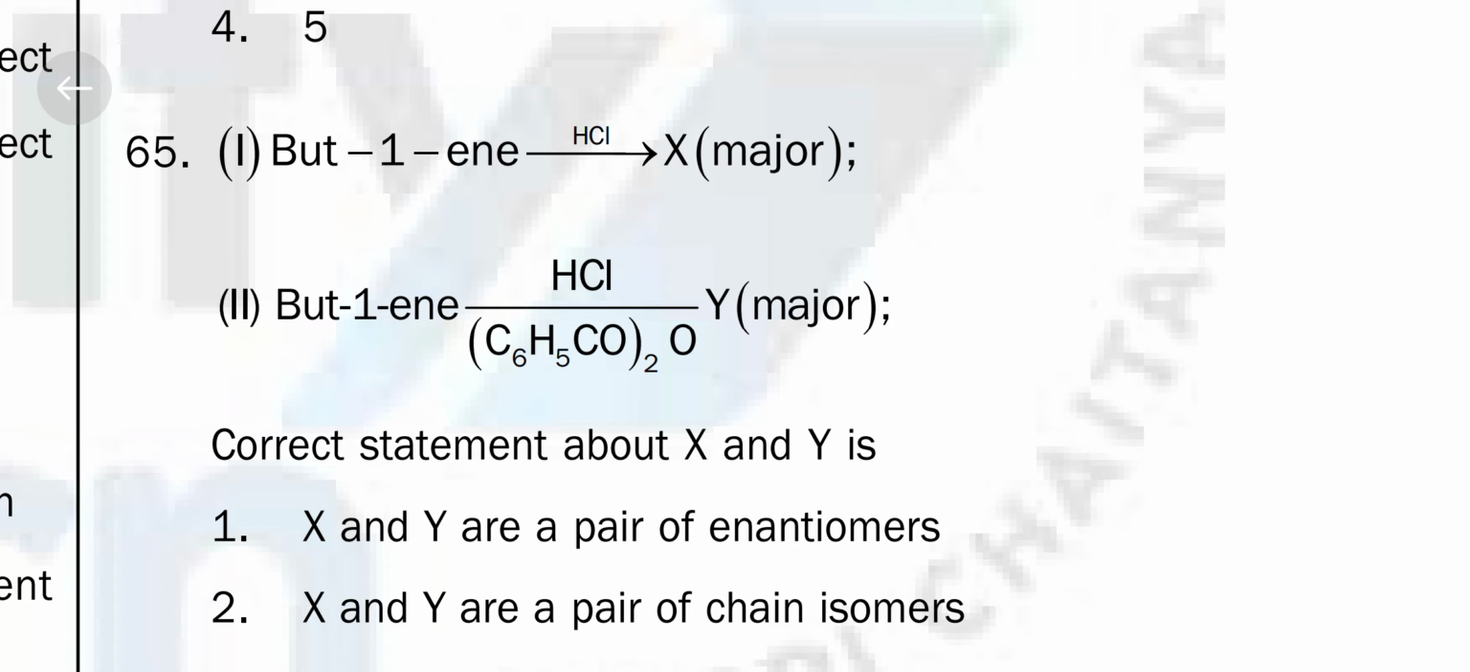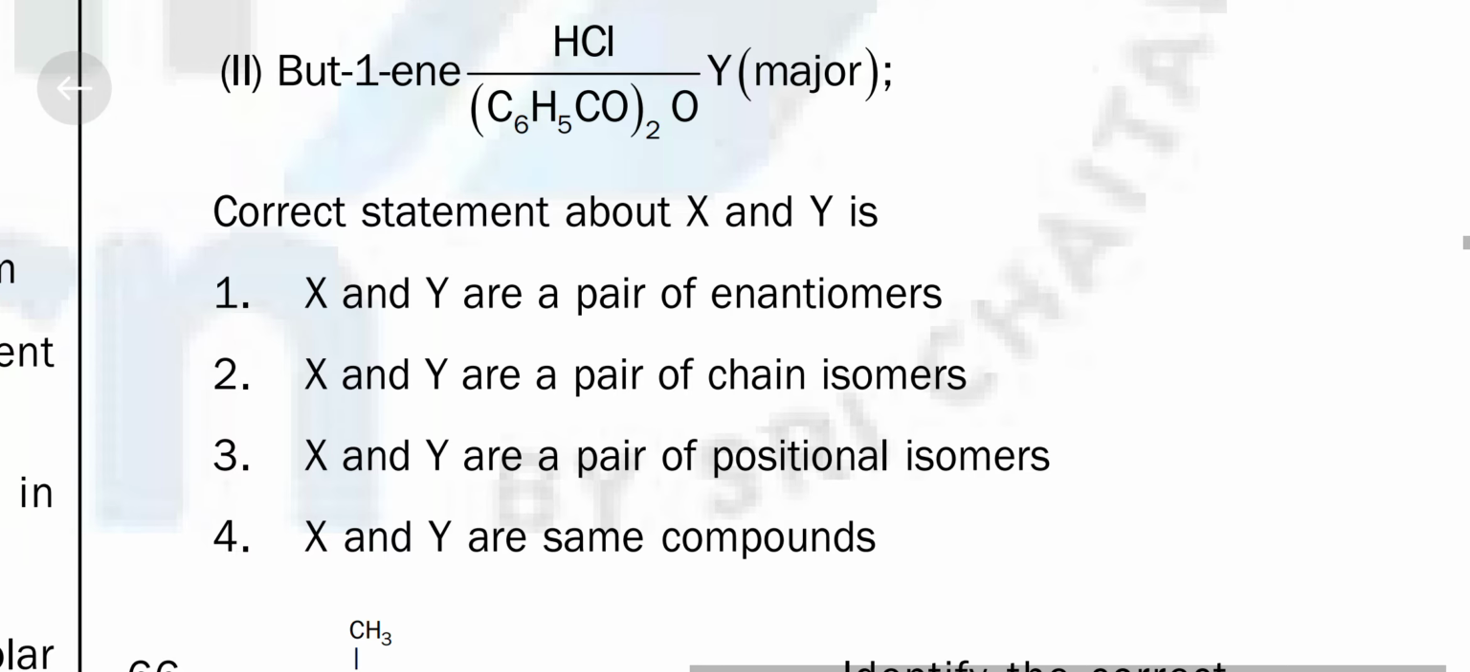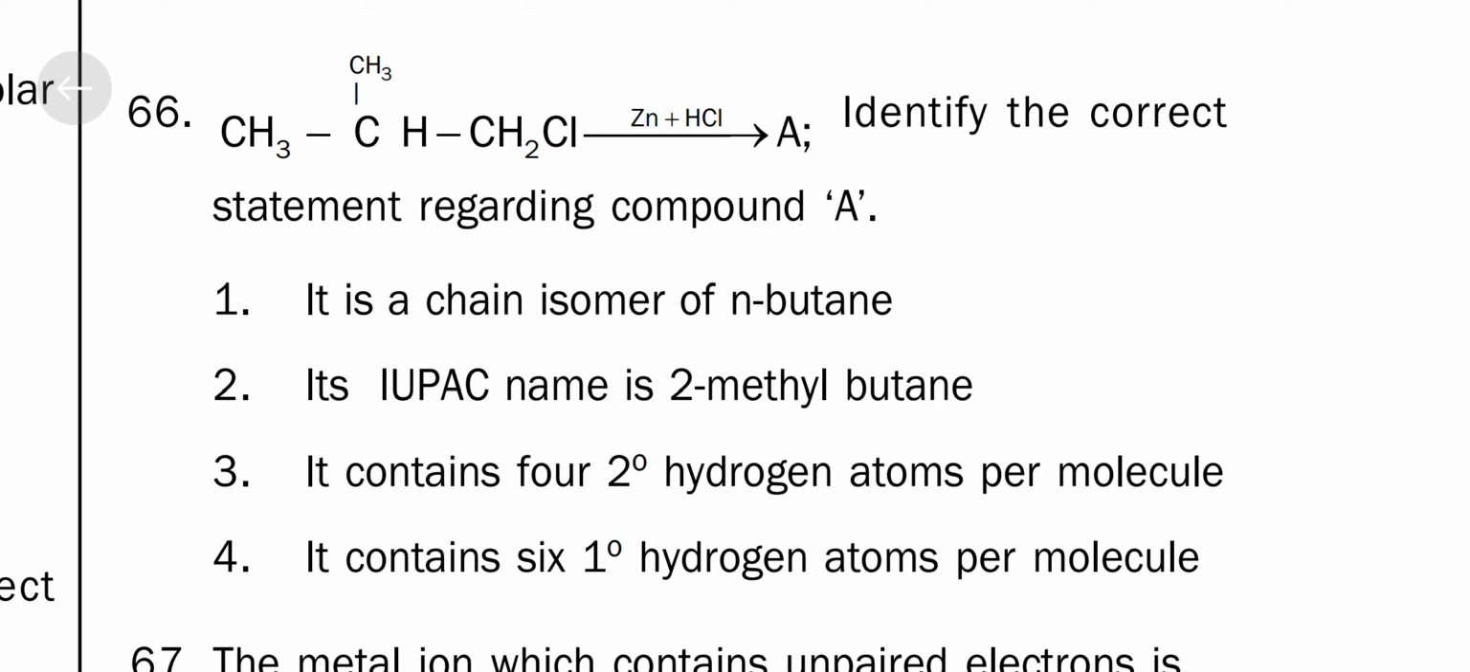But-1-ene plus HCl, so definitely you will be getting the Markovnikov addition. Then but-1-ene plus HCl with C6H5CO-O-O-COC6H5, one O is missing there, that is peroxide. But for HCl there is no peroxide effect. So X and Y are the same compounds. For HCl there is no peroxide effect. Peroxide effect is applicable only for HBr, not for HCl and HI. Remember.